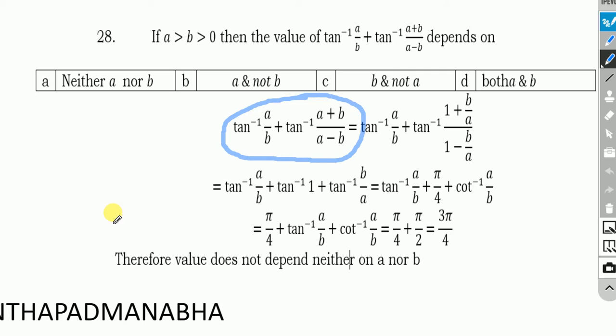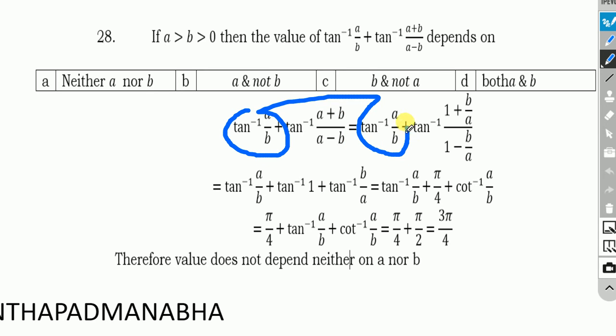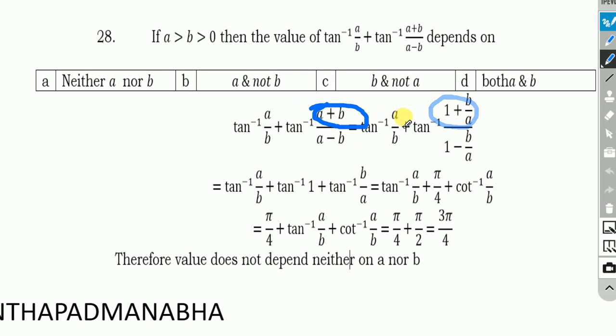Now in the second term, let us divide the numerator and denominator of the angle by A. Therefore, this given expression becomes tan inverse of A by B as it is here, plus tan inverse of 1 plus B by A. When you divide the numerator by A, you will get 1 plus B by A. In the denominator, A minus B divided by A means 1 minus B by A. Now this is nothing but tan inverse of A by B.